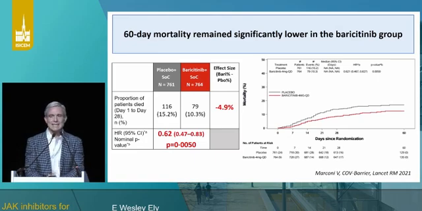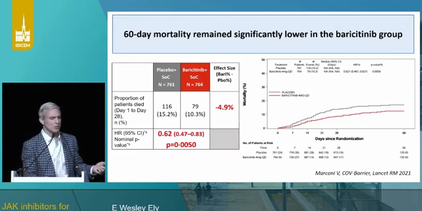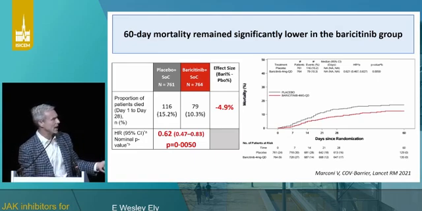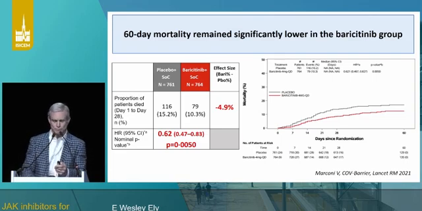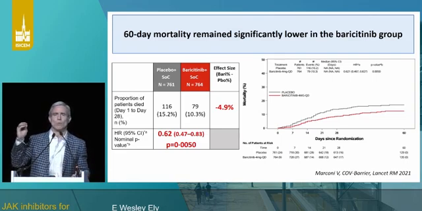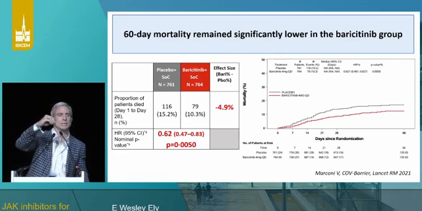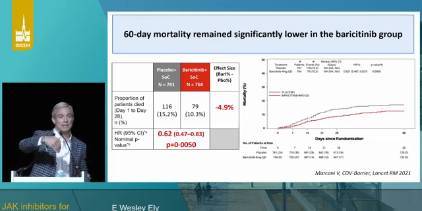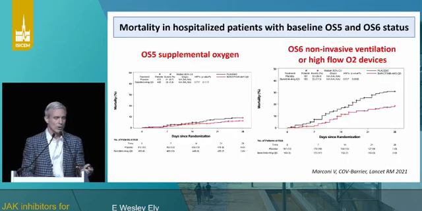As you go out to 60 days, you can see that this mortality benefit held at, again, an absolute risk reduction of 5%, p-value of 0.005, hazard ratio 0.62. In one sense, you can say that once this disease was started, the train was leaving the station. Baricitinib didn't shut the train down immediately, but it prevented the train from going over the cliff to death.